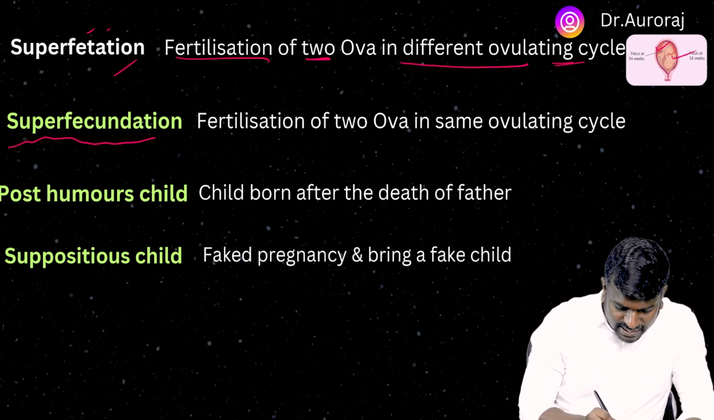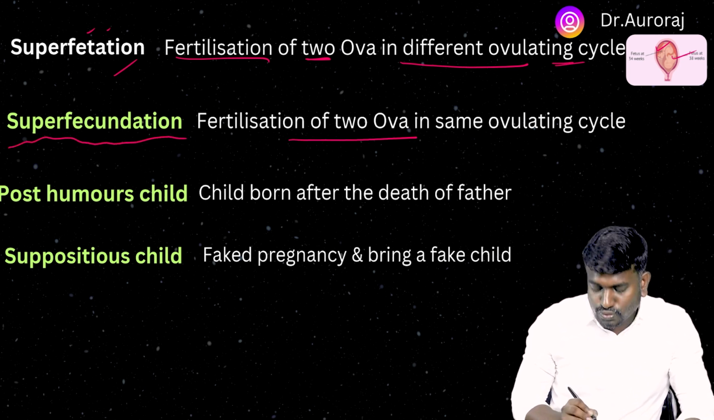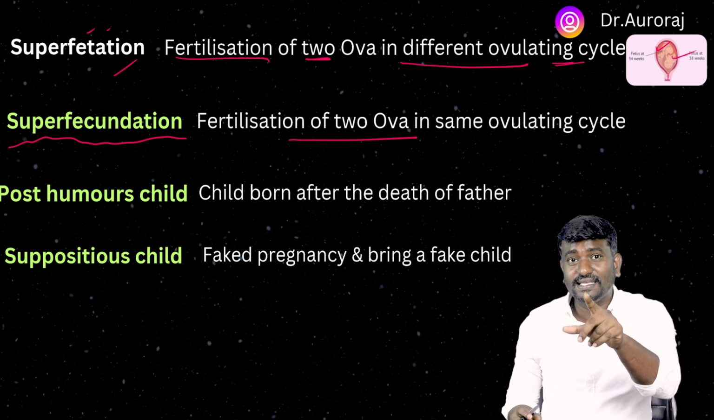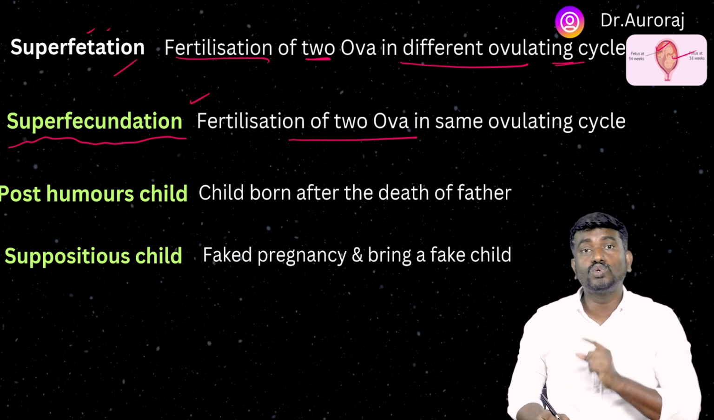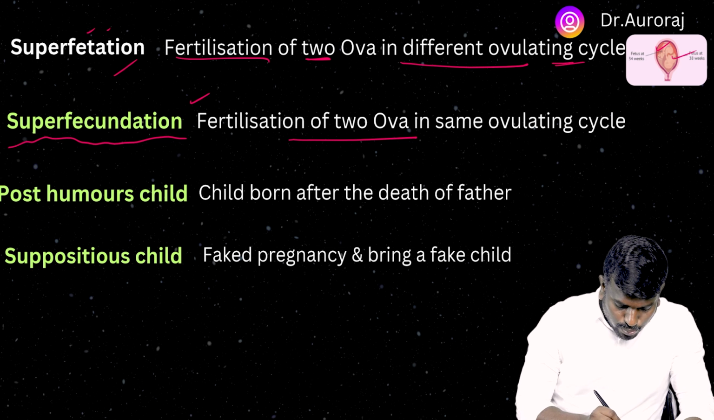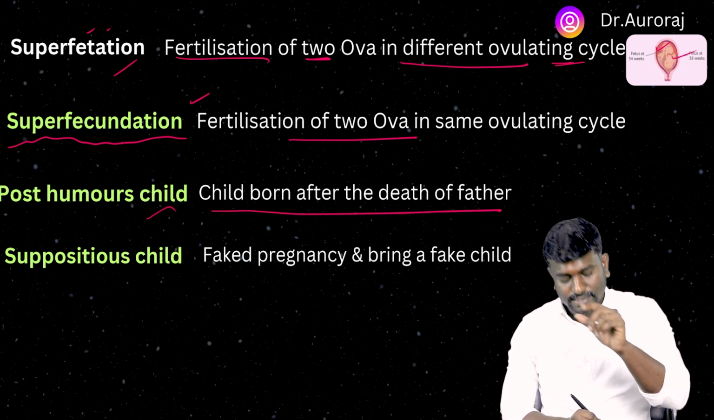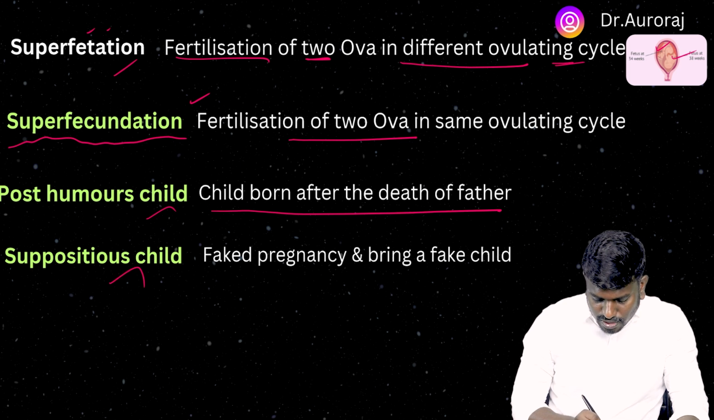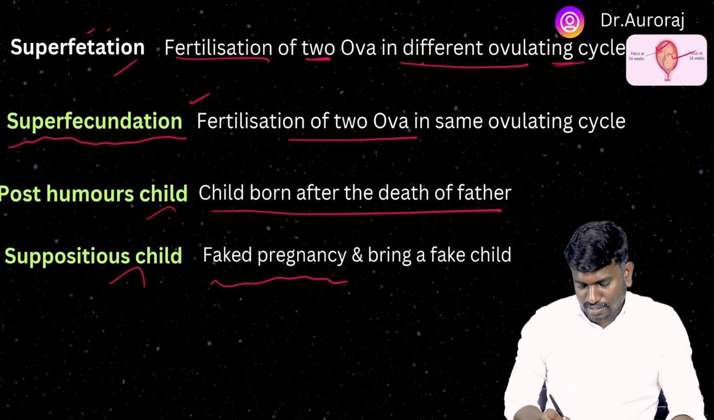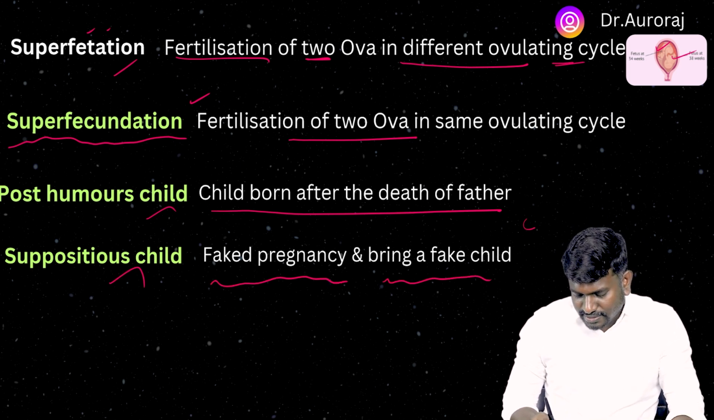Next we have superfecundation. Fertilizations of two ova in the same cycle. Is called as what? Superfecundation. Next, posthumous child is going to be child born after the death of father. Supposititious child is going to be fake pregnancy or bringing a fake child.